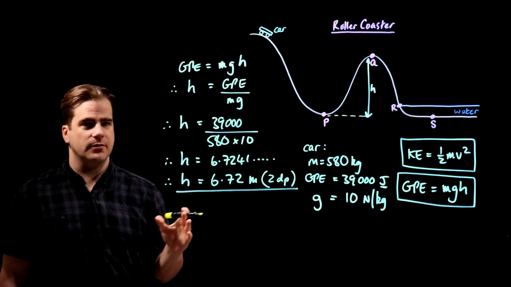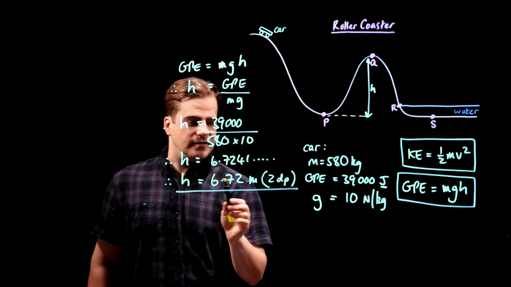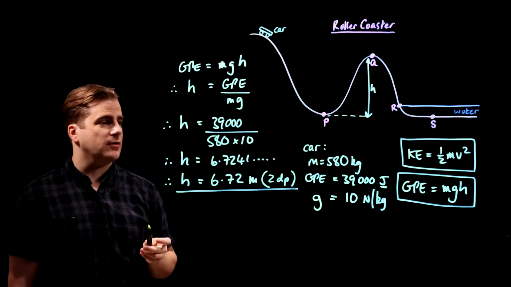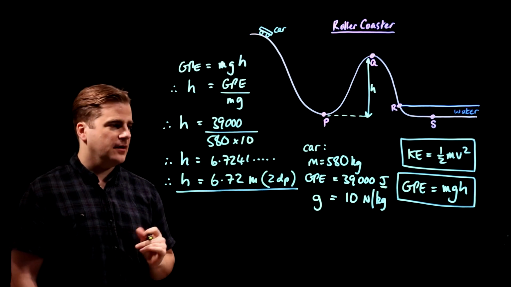Good. As always, a quick check, have we got a sensible answer? About 6.72 metres, about 7 metres for a car going up in height on a roller coaster. Yeah, that's sensible. It's probably correct. And it is correct. Okay.